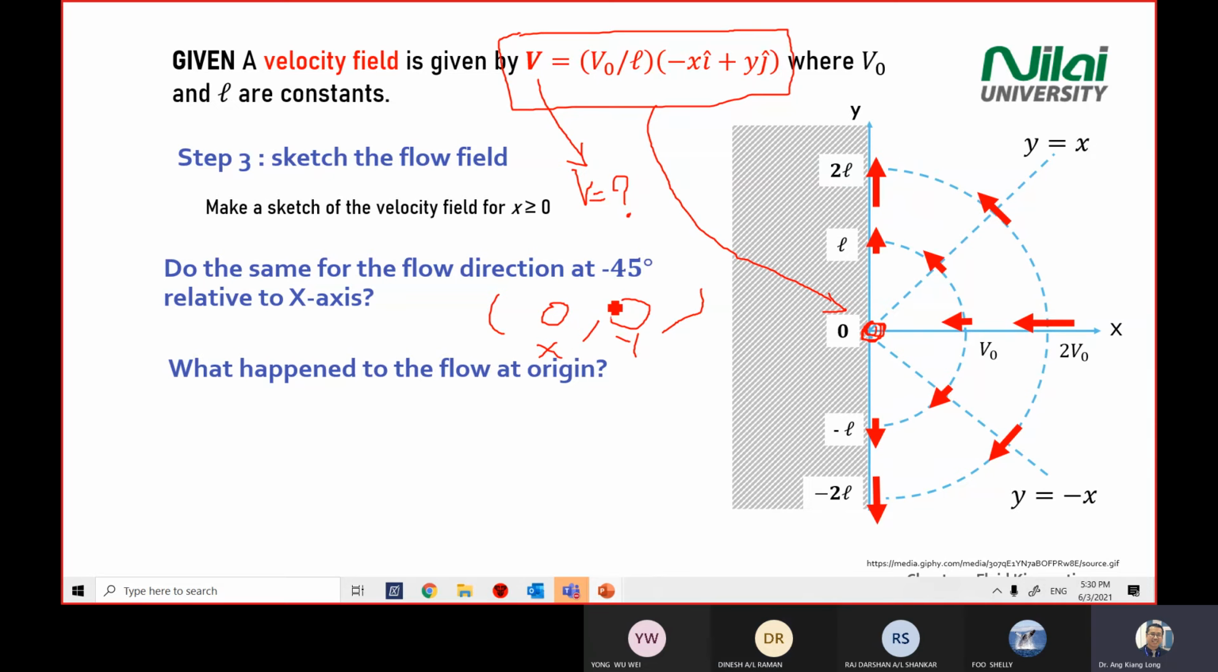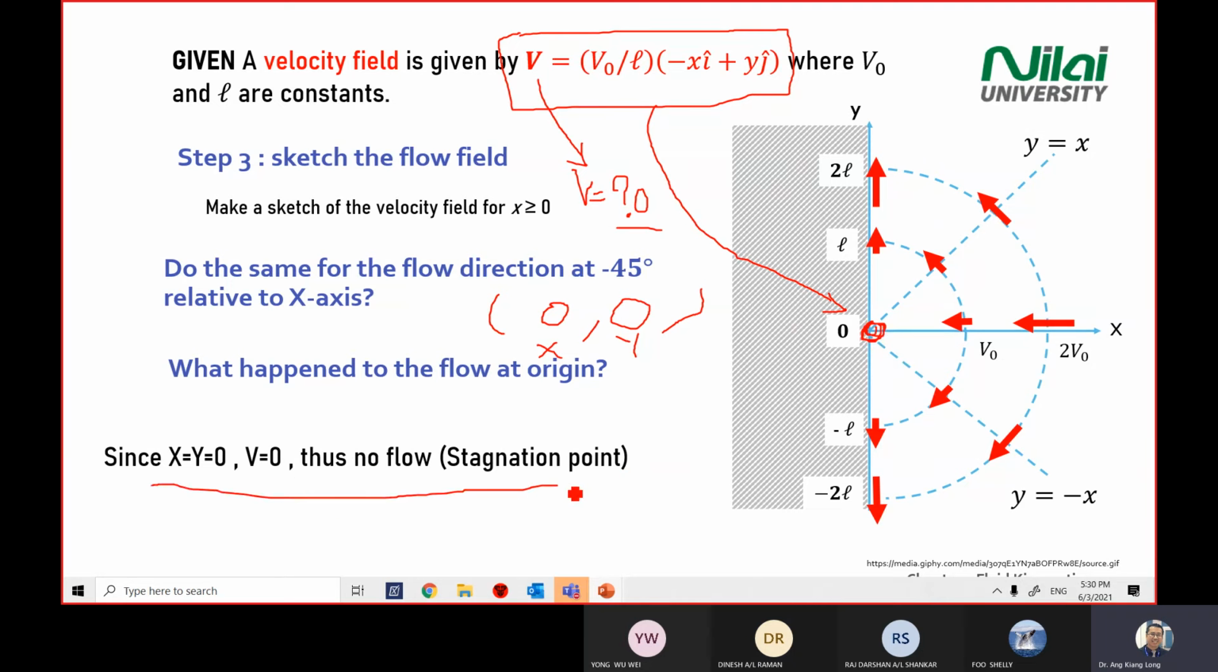What happened if you substitute these 2 zeros in the equation? What happened to your v vector? 0. Correct. Now you can answer. Very good. So your vector equals 0, what does it mean? It means that we have a stagnation point. It means that we have no flow at the origin.